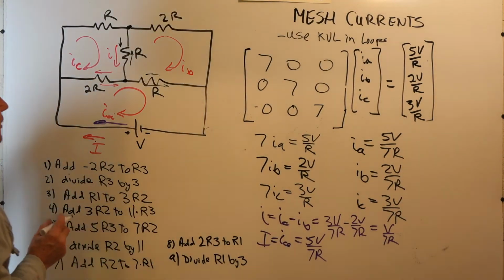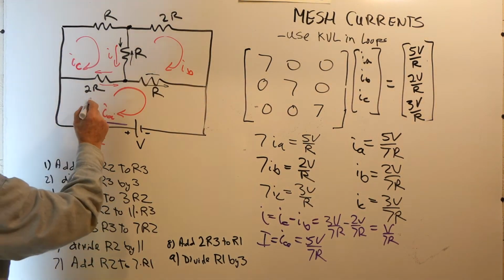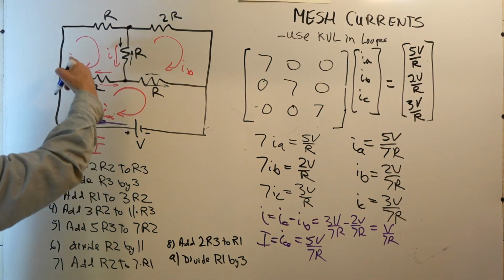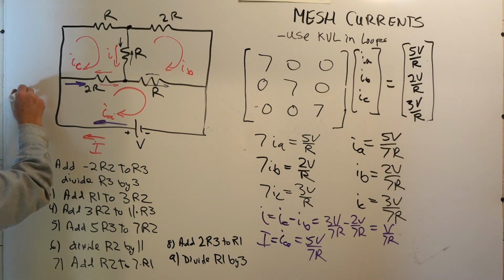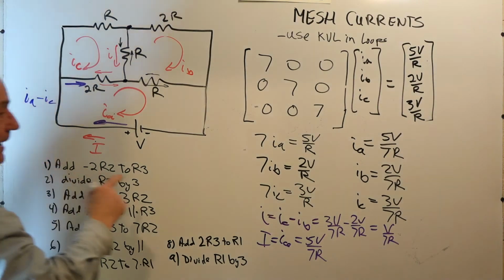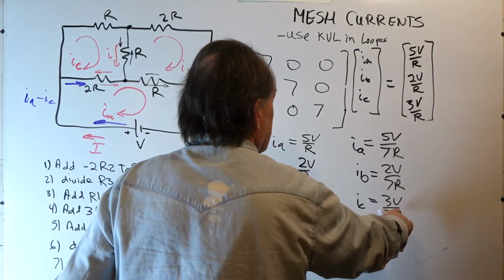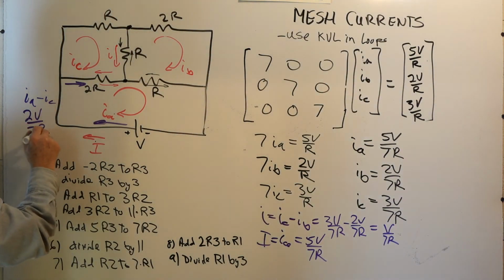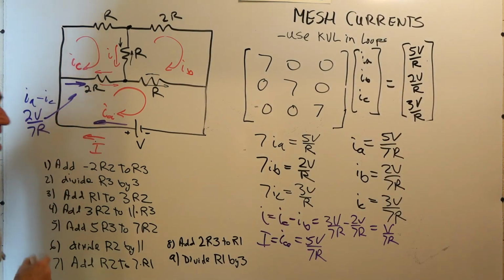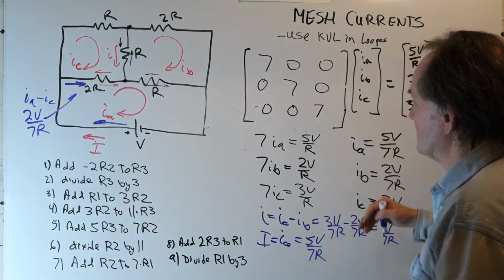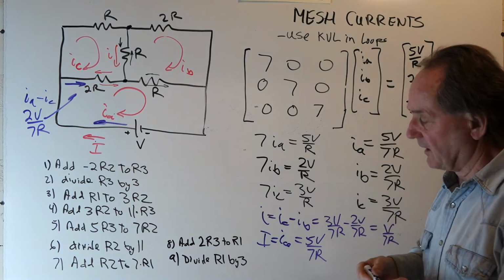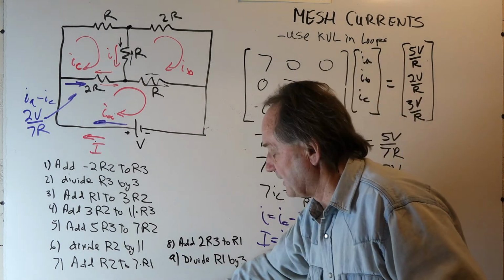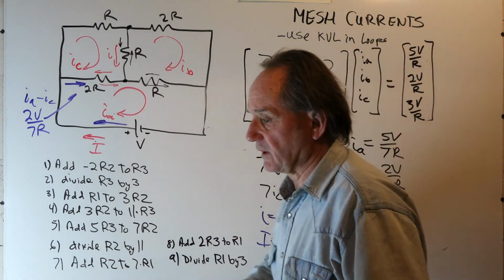So if you wanted the other currents in other resistors, like the current in this resistor, then it will be IA minus IC. Well, IA minus IC is 5 minus 3, or 2V over 7R. So that's the current here in that resistor. So that's how you use the currents. But this is a very powerful method for large networks. It's easily computer programmed because you can put it in matrix form to solve the networks for you.